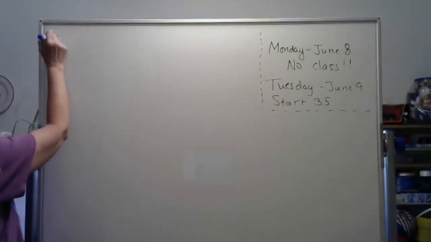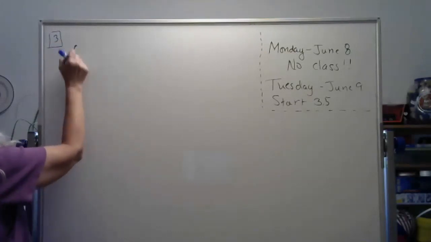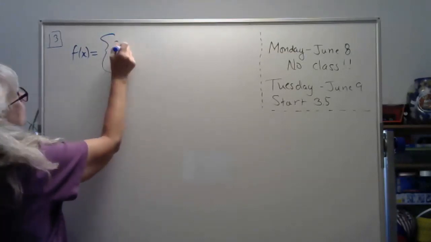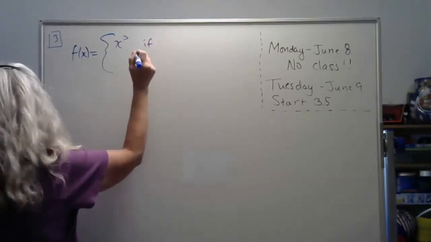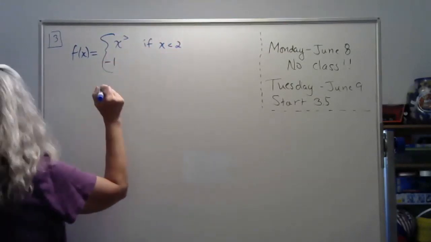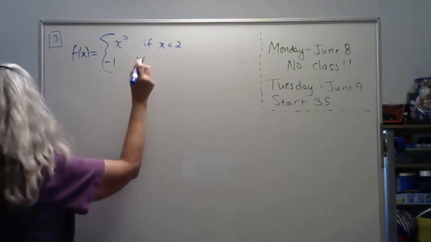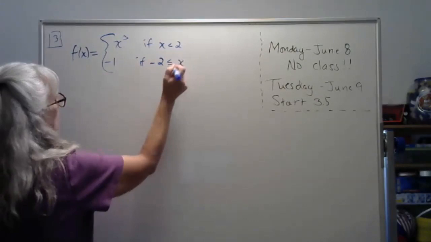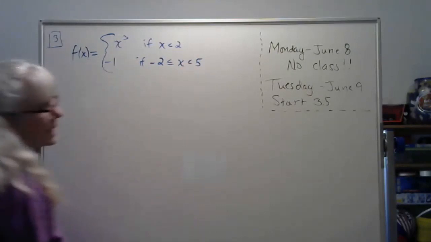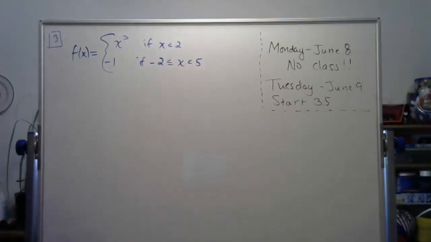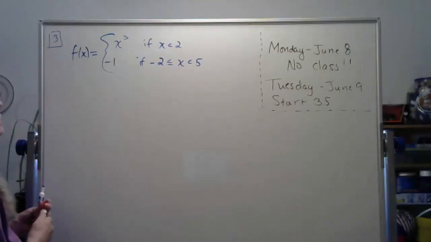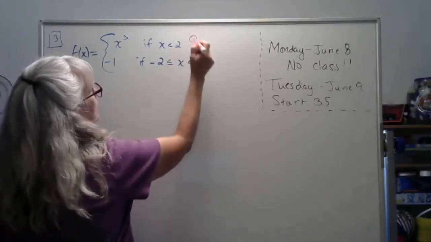So example 3 says f of x is equal to x to the 3rd, and that's if x is less than 2. I'm going to get a -1 if -2 is less than or equal to x less than 5. So this one has more boundary numbers floating around than the last one did. We'll do the same kind of analysis though. So that x cubed is piece 1, and it's my left side.